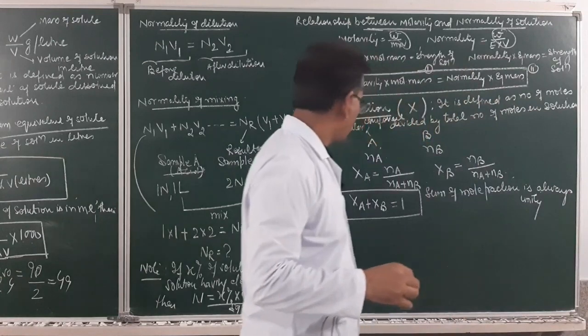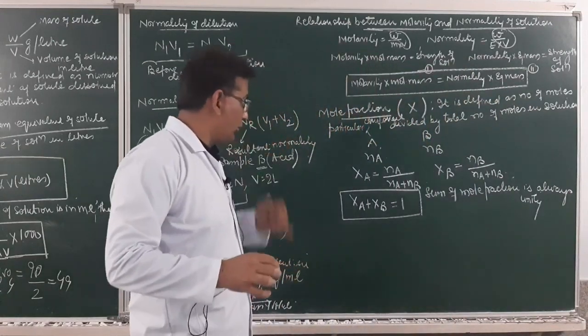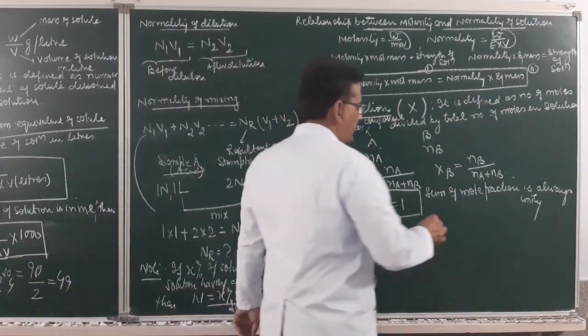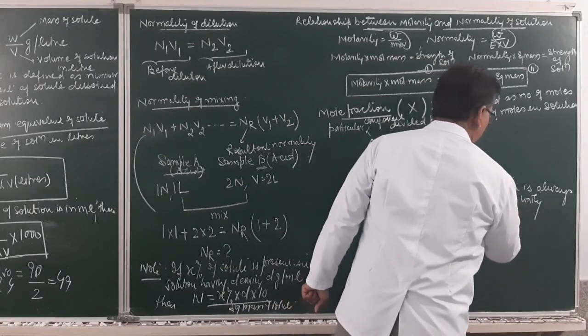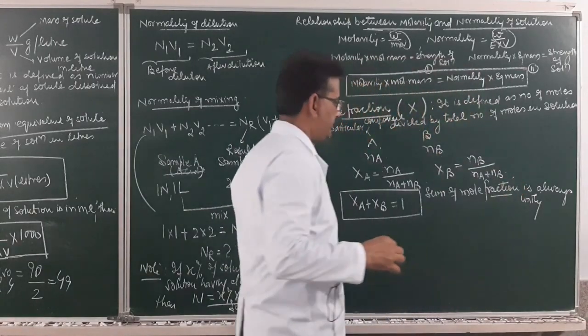Am I clear? XA plus XB will be equal to 1, or I must say the sum of the mole fraction will always and always be equal to unity.